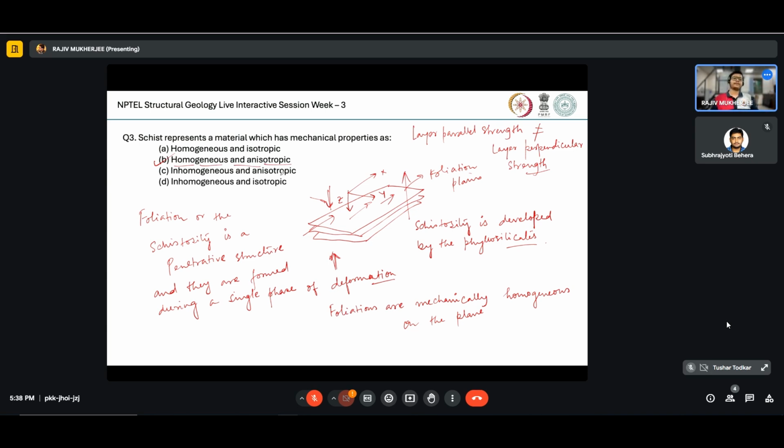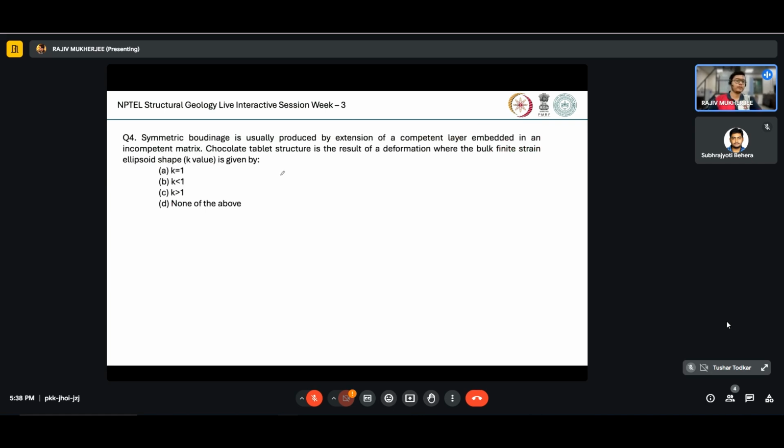Okay, moving on to the next question, which says that symmetric boudinage is usually produced by extension of a competent layer embedded in an incompetent matrix, and chocolate tablet structures are the result of a deformation where the bulk finite strain ellipsoid shape k value is given by option A, k equals 1; B, k less than 1; C, k greater than 1; and D, none of the above.